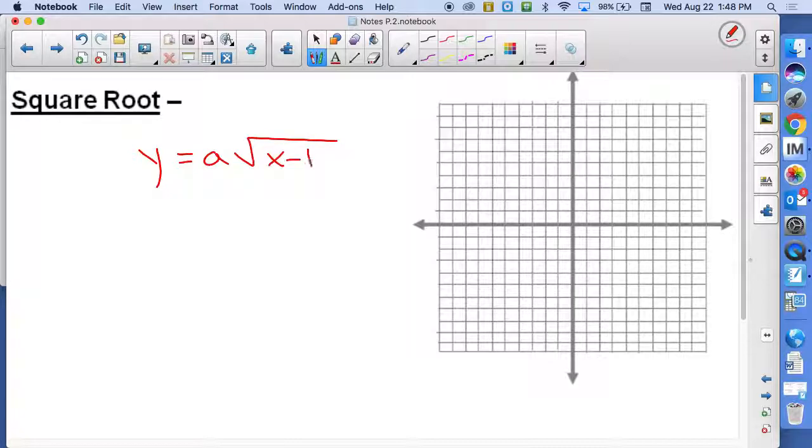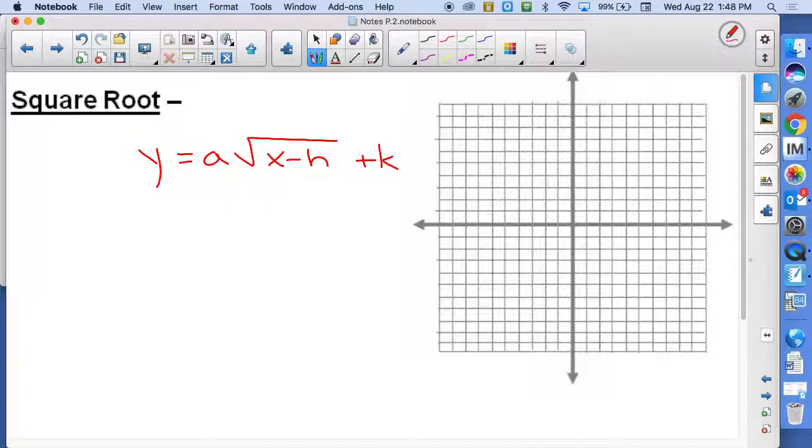Our radical. When you have square roots, what limitations do you have on square roots? It can't be negative numbers. So that means when you graph it, you're only going to have the positive side of the graph. You're not going to have both sides.